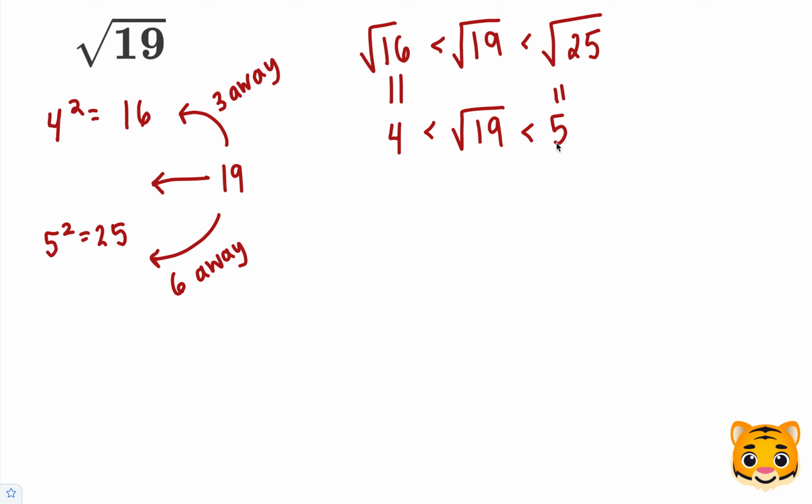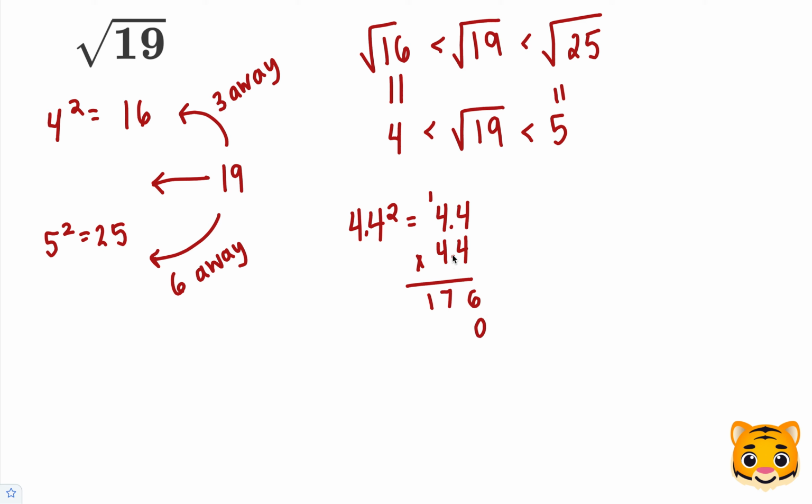Now we can try to find values that multiply by themselves between 4 and 5 to give us something close to 19. Let's try 4.4 squared and see how close we can get to 19. 4 times 4 is 16, carry the 1. 4 times 4 is 16, plus 1 is 17.